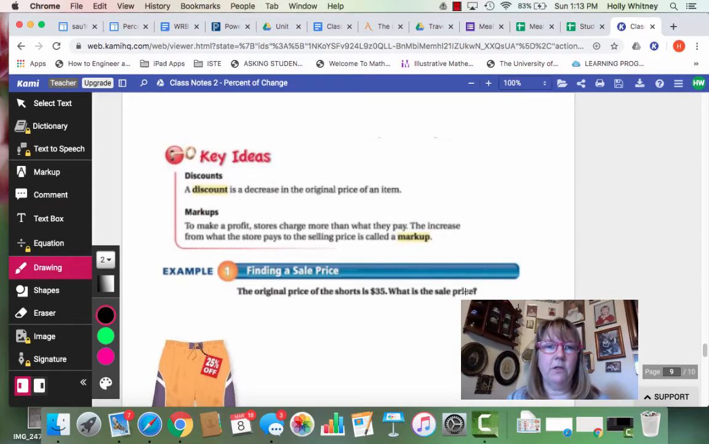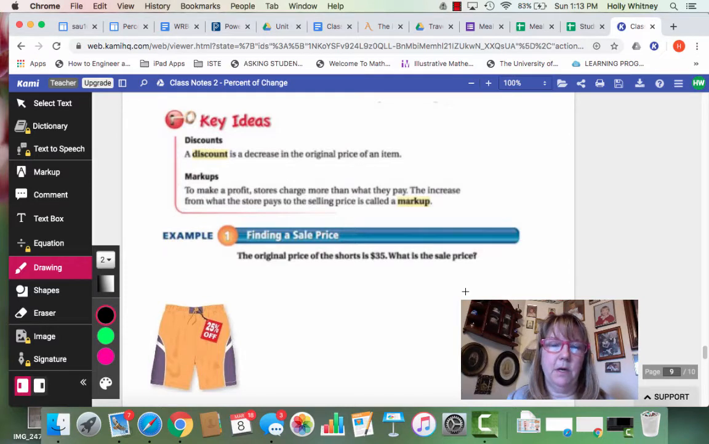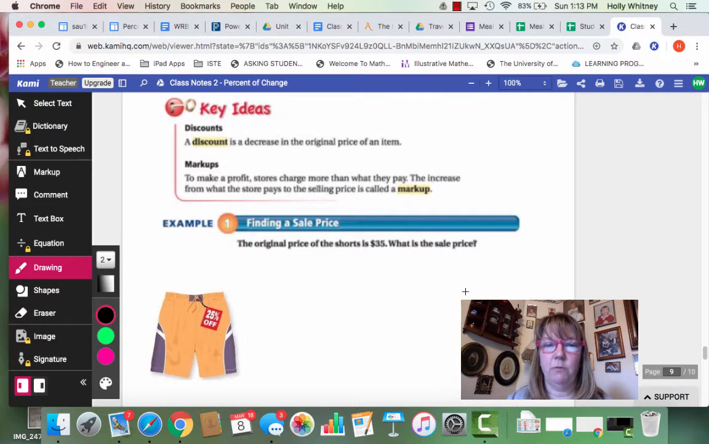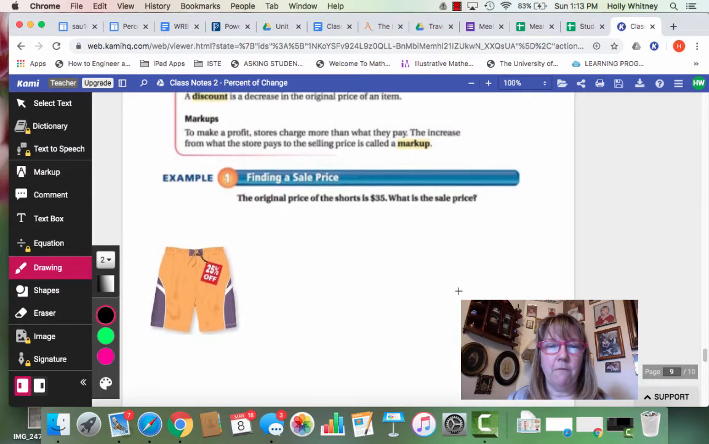Hello, today we're going to talk about Unit 6.5, which is discounts and markups. A discount is a decrease in the original price of an item. A markup is when, in order to make a profit, stores charge more than they pay, and the increase from what the store pays to the selling price is called a markup. So let's talk about finding a sales price.